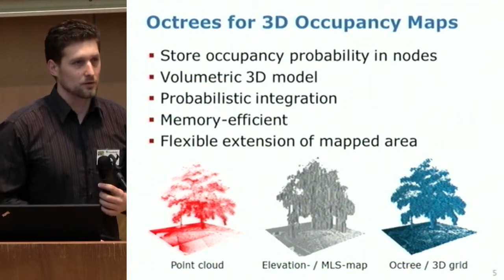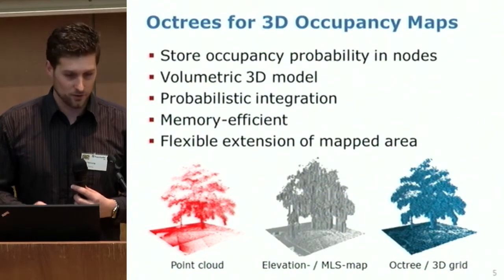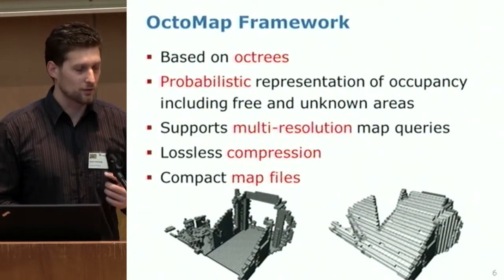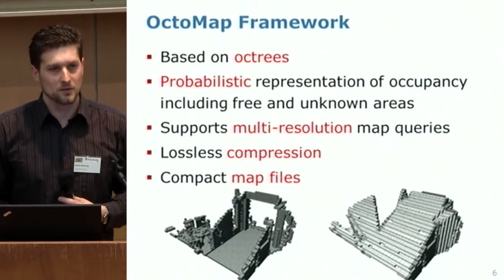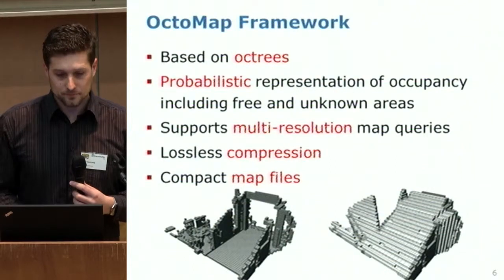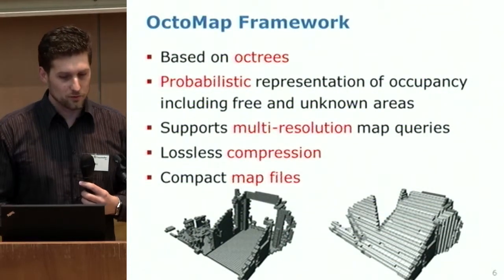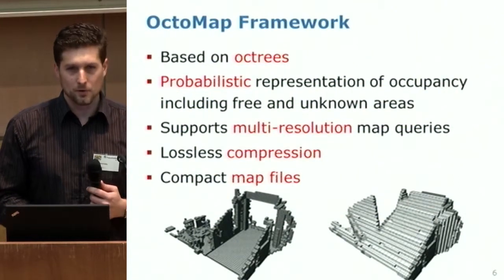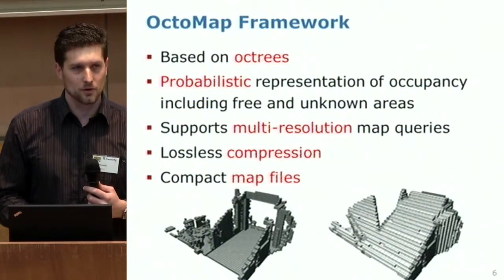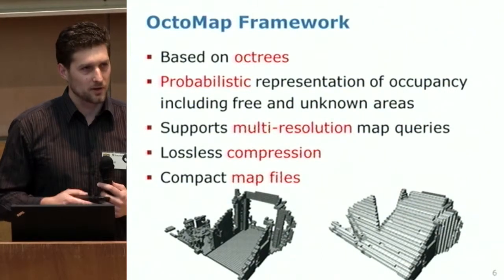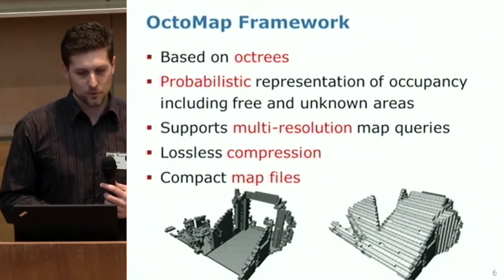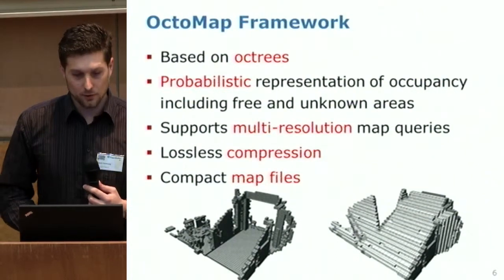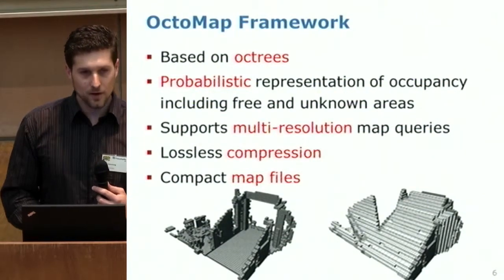So some more details on the OctoMap framework: it's based on octrees. We have a probabilistic representation of occupancy, including the free space, and the unknown space is implicitly represented in here. It supports multi-resolution map queries, which is a nice property if you want to do anytime collision checking or anytime planning. So as we will see, we will get a nice speed up by doing coarser queries on the octrees. And it offers a lossless compression and compact map files.